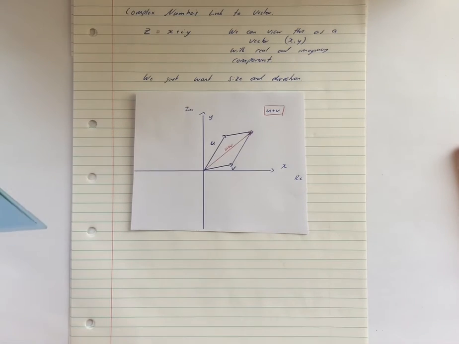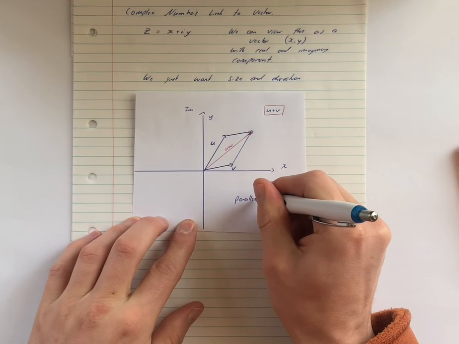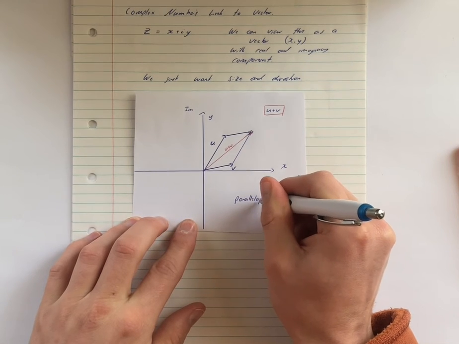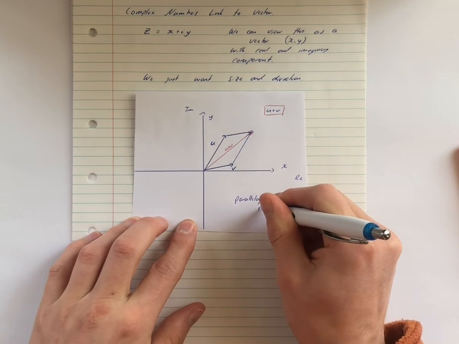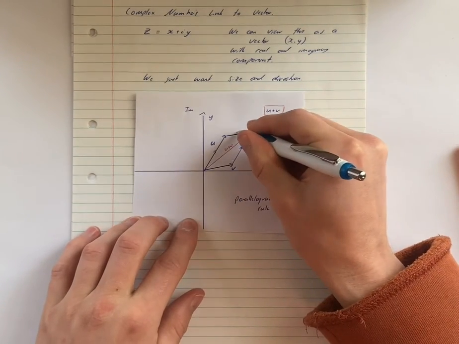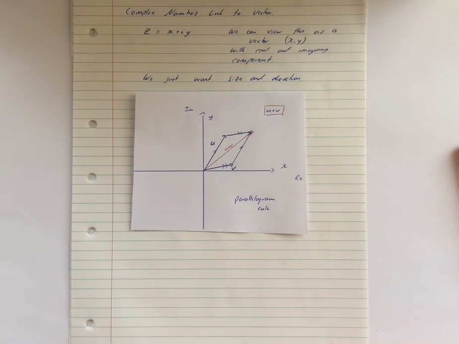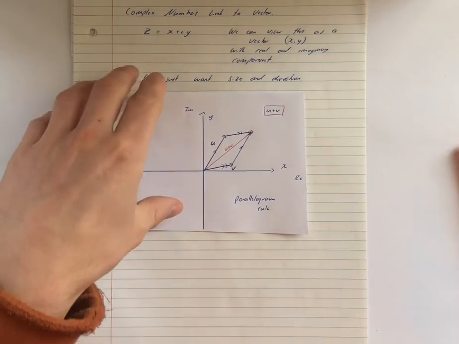Now when we're adding vectors, we add them head to tail, and this is the parallelogram rule, because as you can see, it makes a parallelogram. So u plus v is the same as v plus u. So that's how we add vectors.